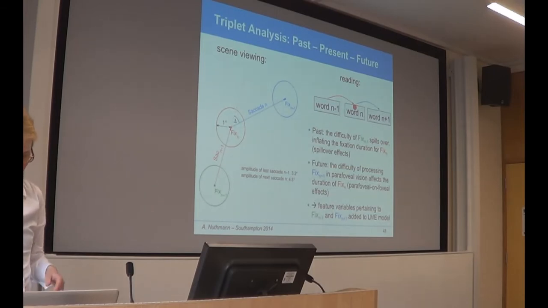So I've tested this in a triplet analysis. The dependent variable is still the duration of the fixation n here, right? That's very important. It's always the dependent variable. And regarding the previous fixation location n minus 1, its difficulty may spill over to that fixation and thus inflate this fixation duration. And also, regarding the next fixation location, n+1, the logic is that it may at least partially be processed in parafoveal vision, and this may affect the duration of the current fixation.